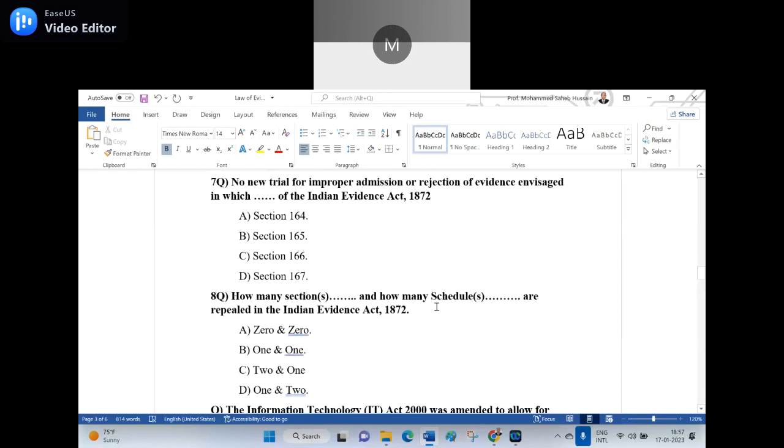Eighth question. Anyone can unmute and read? How many sections and how many schedules are repealed in the Indian Evidence Act 1872? Option A 00, option B 11, option C 21, option D 12.